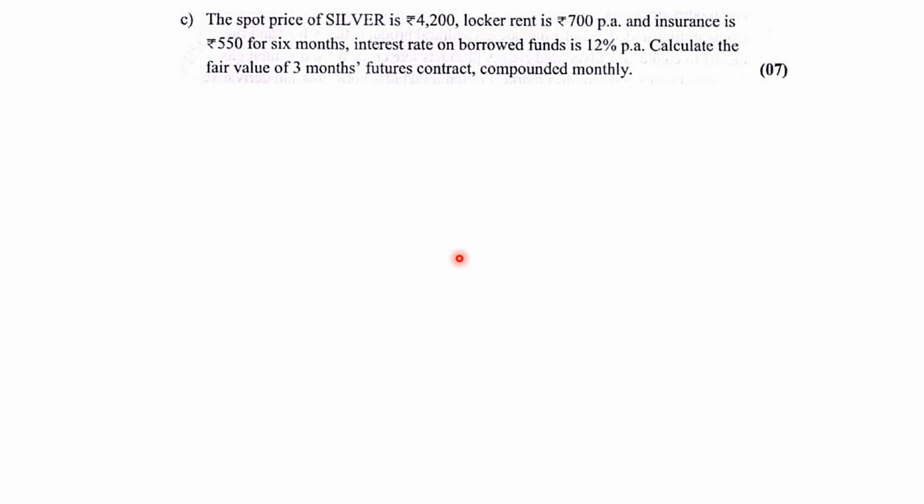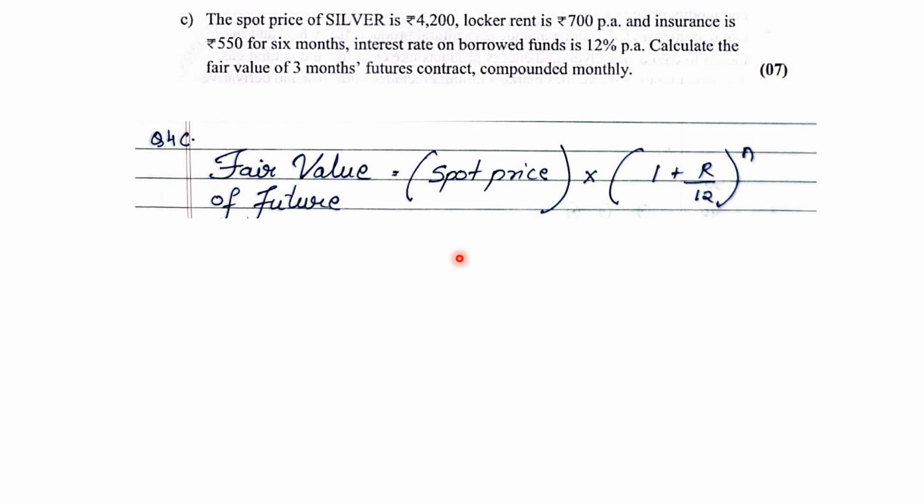Okay, so this is now a compound interest based sum. It is again fair value but compound. So the formula will come: fair value of future equals spot price into 1 plus r upon 12 raised to the power of n. Spot price, we have silver 4,200.